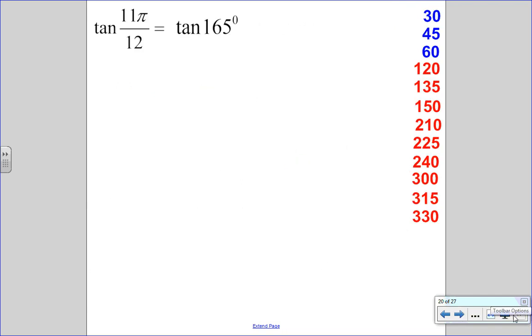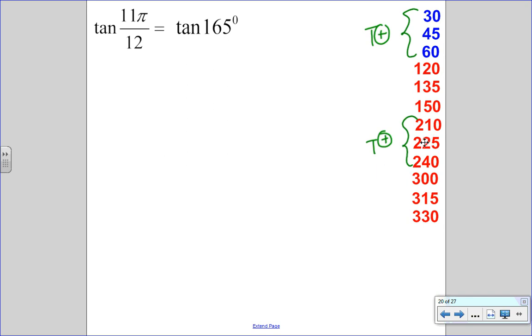Okay, so I'm dealing with tangent. Remember last time I told you I want you to deal with where tangent is positive. It's positive in quadrant 1 and in quadrant 3. You don't have to use those quadrants, but I really recommend, if you can, that you try to use quadrants 1 and 3 because tangent is positive in those quadrants, so it makes it just a little bit easier. So I'm trying to combine to 165.